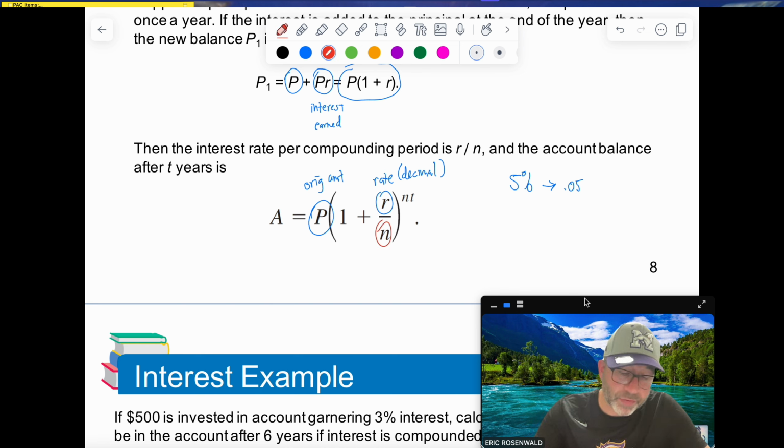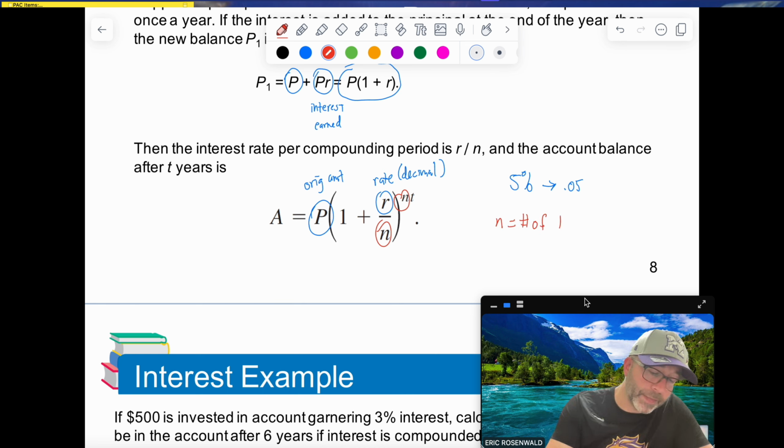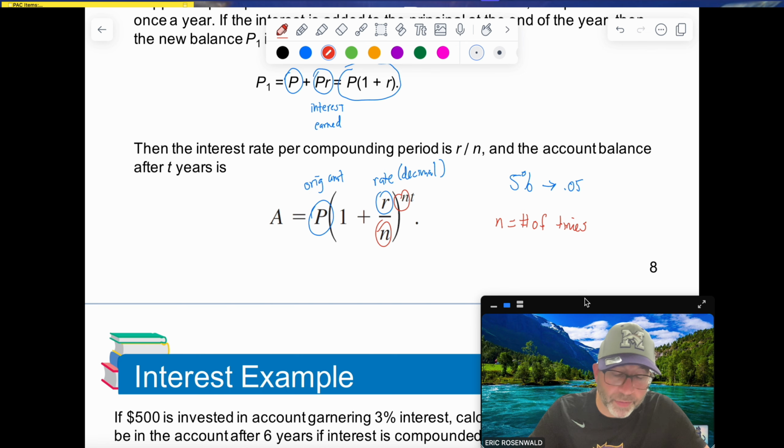N is the number of times. Okay, and we'll go over some examples of number of times. And then T is the time in years. And then the last value in here is A, which is the end amount. Okay, so how much you have after a certain period of time.